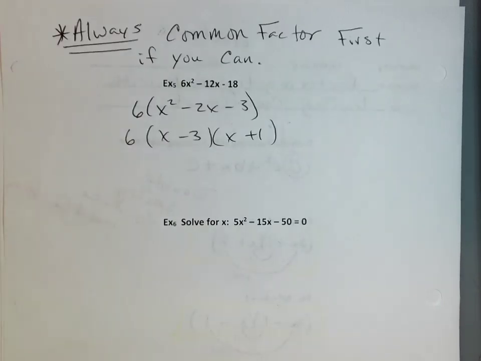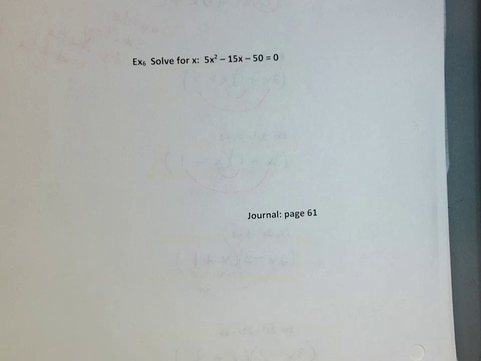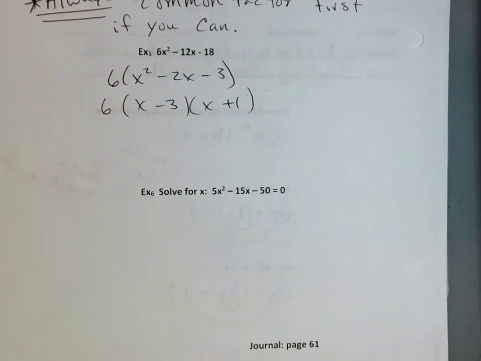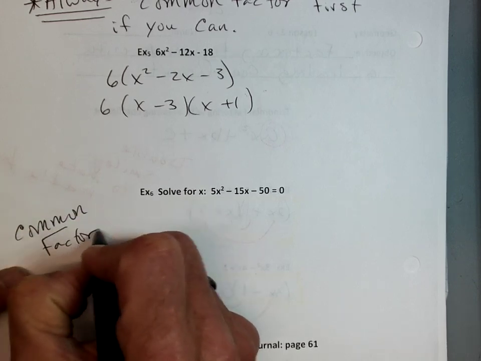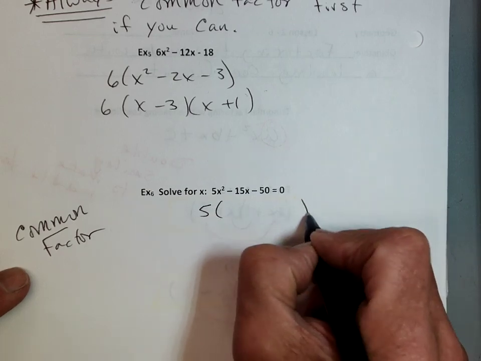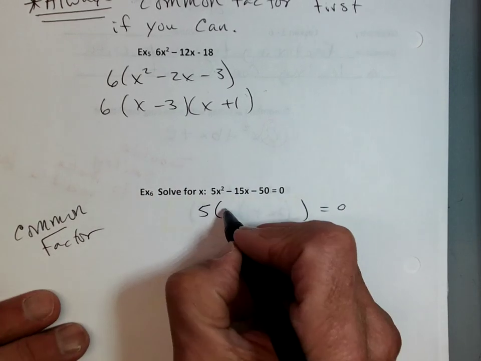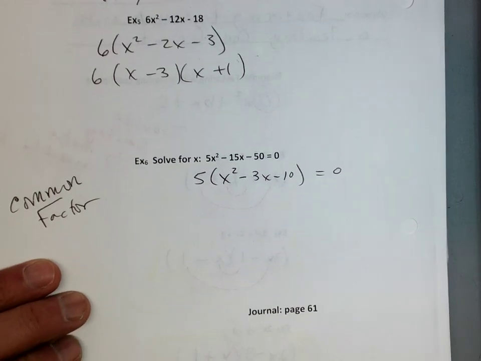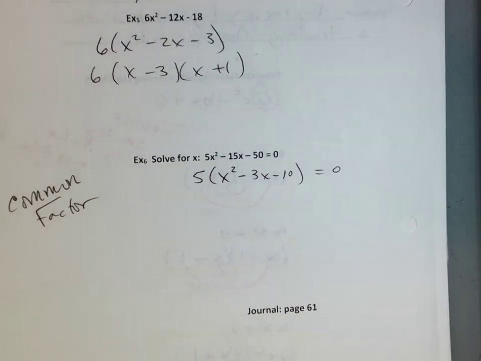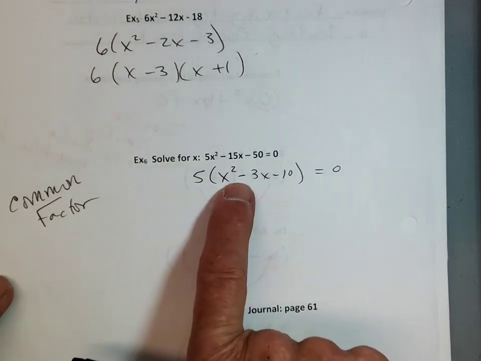Okay, now, example 6. What do you see? 5. Good. Always common factor first if you can. So I'm going to common factor first. So I'm going to take out a 5 out of everything, right? So if you take a 5 out of everything, I'll have an x squared minus a 3x minus 10, okay? Now if I'm solving for x, how many answers am I going to have? 2. Okay? If I'm going to solve for x, I'm going to have 2 answers. The only way I'm going to get 2 answers is with 2 equations, right?